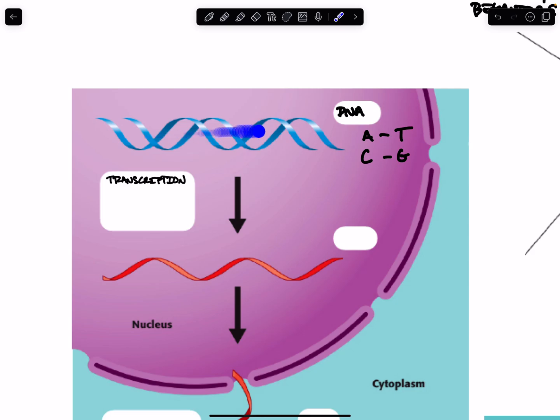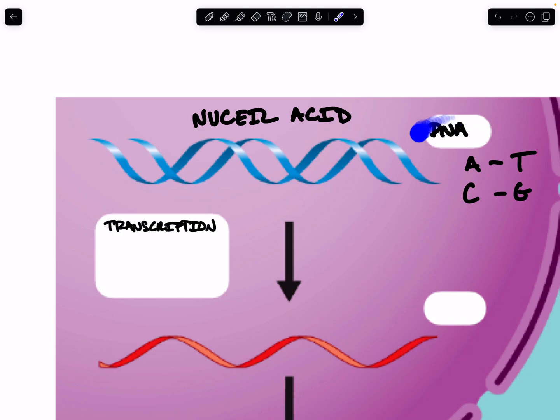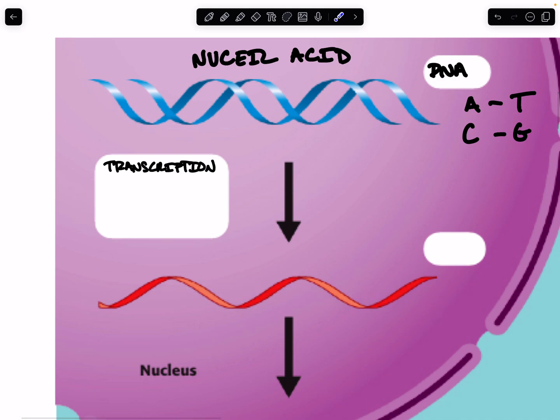Okay, we have DNA. These are composed of nucleotides, and it is an example of a nucleic acid. Transcription is the process of taking that nucleic acid, DNA, and turning it into a new type of nucleic acid, which is RNA.